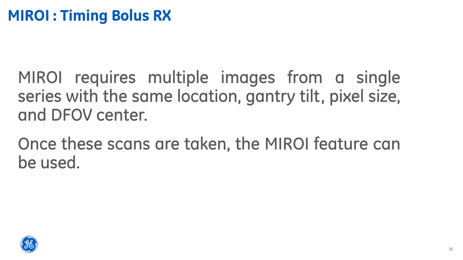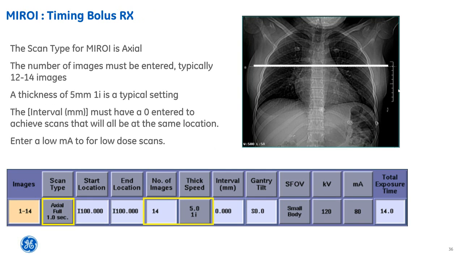So MIROI takes lots of images from a single series, with a small test bolus of contrast. What we would do is exactly the same principle of using Smart Prep. We would do a single slice over the area of anatomy that we're wanting to see enhanced. But the difference is that we would run a small test bolus of around 20 ml of contrast, and we would get the table to remain stationary, and we would do lots of images in that same area.